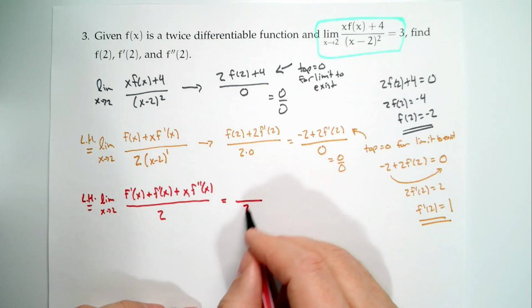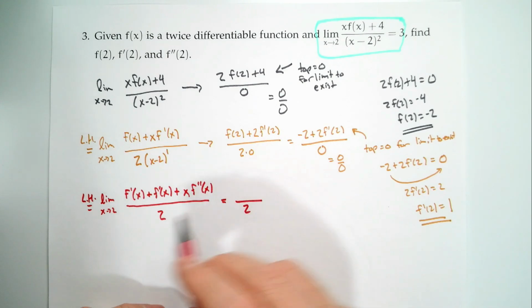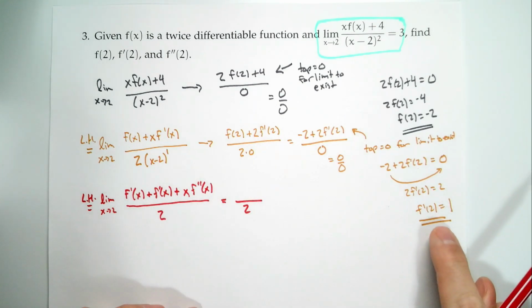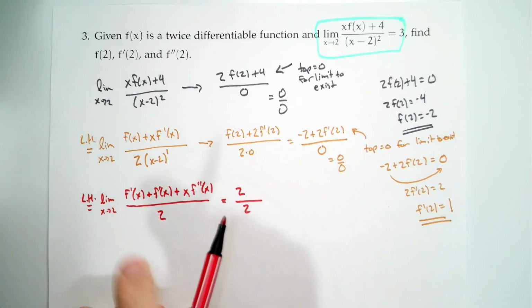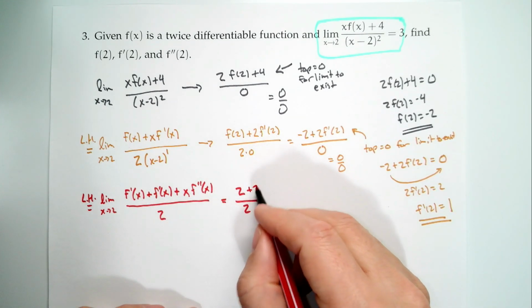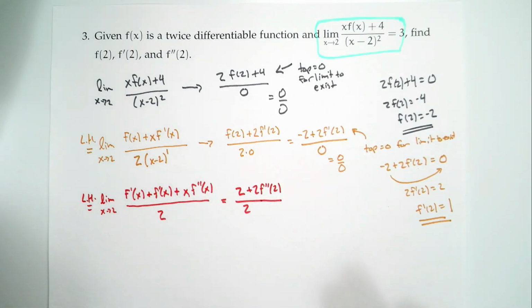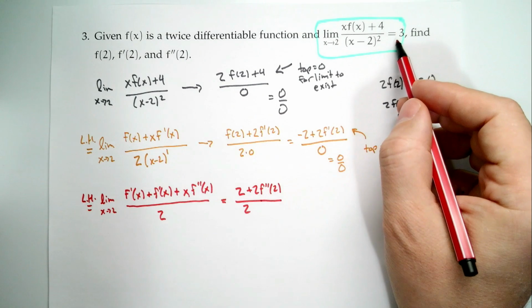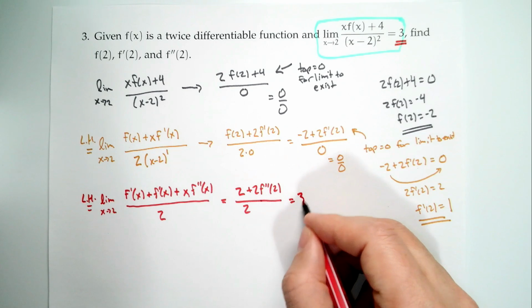So what does that limit turn out to be? Well, there's 2 downstairs. We're going to get f prime of 2 plus f prime of 2, so that's 2 f prime of 2. But remember, f prime of 2 is 1. So that's going to be 2, right? So f prime of 2 plus f prime of 2, 1 plus 1, plus 2 f double prime of 2. Now at this point you're like, well, wait, the top doesn't need to equal 0. How do we figure out what the top needs to equal? But remember, we know what the limit is. The limit is 3. So this has to equal 3.